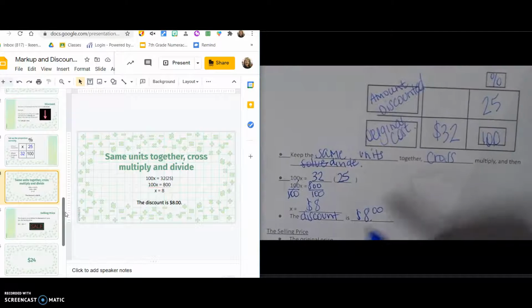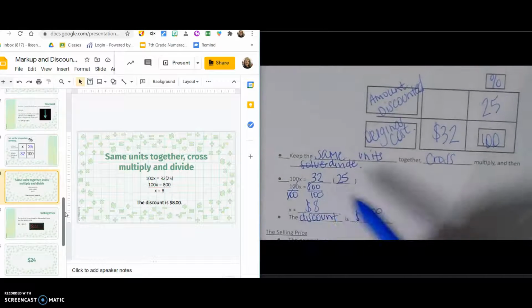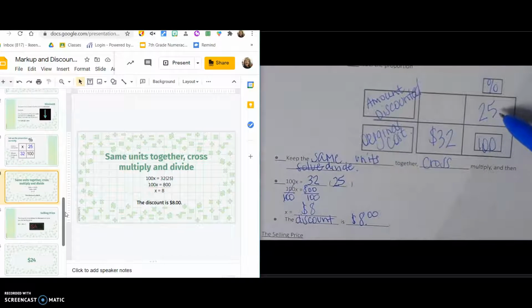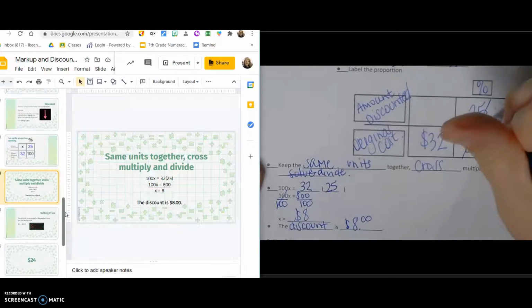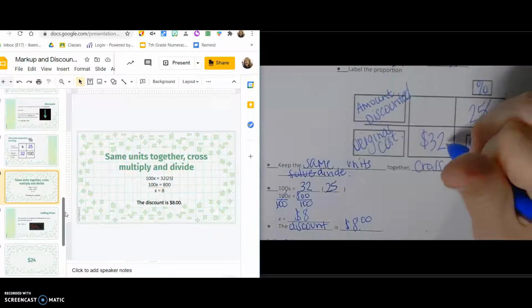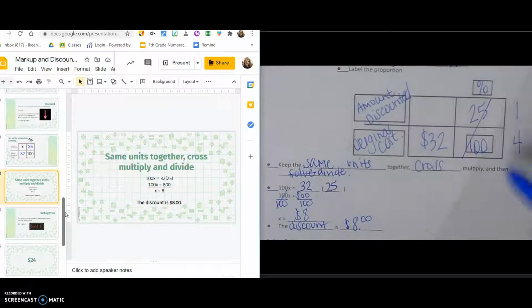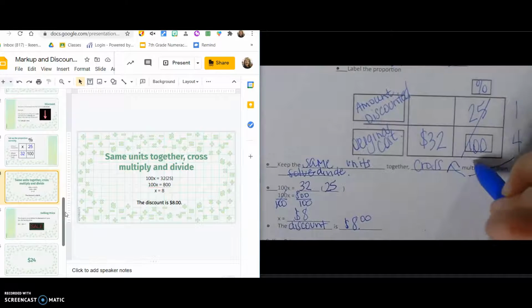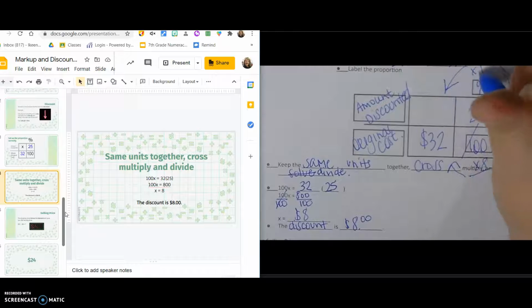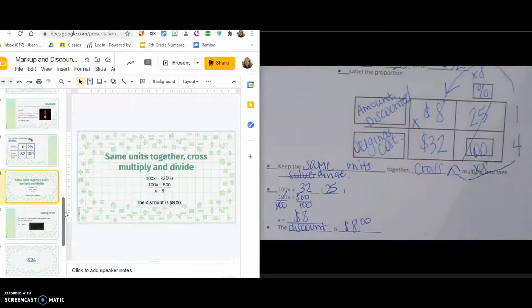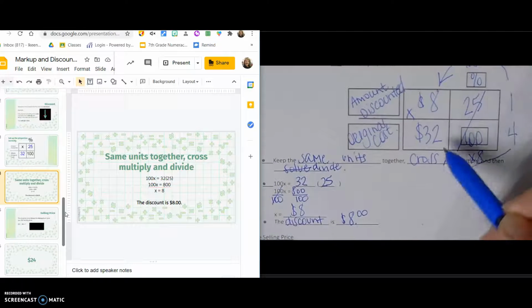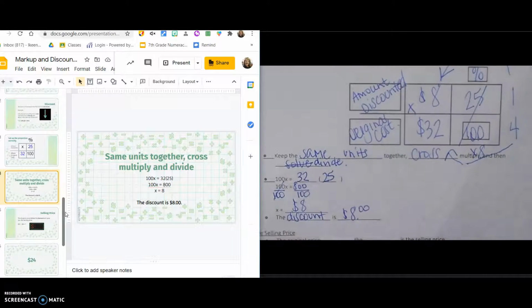We could have also, if we did not want to do the cross multiplication, we could have also gone here, okay, and said that 25 and 100 are both divisible by 25. 25 divided by 25 is 1. 100 divided by 25 is 4. And then it's very easy to see 4 times 8 would give you 32. And 1 times 8 is $8. Okay? So either one of those ways to solve would work. You can either cross multiply or you can simplify and look for a relationship that you know.